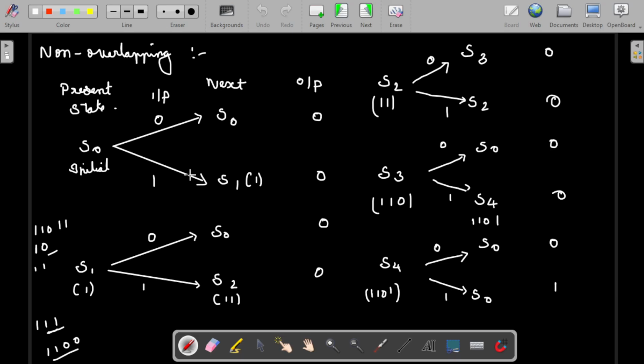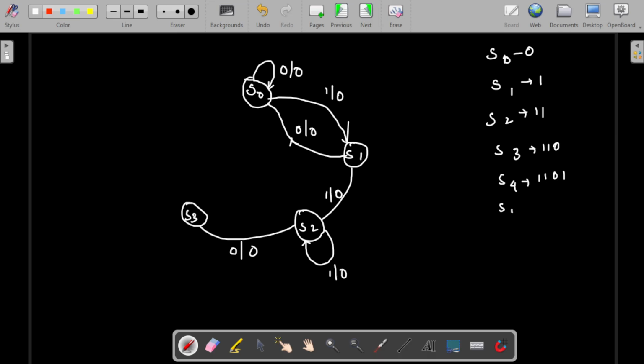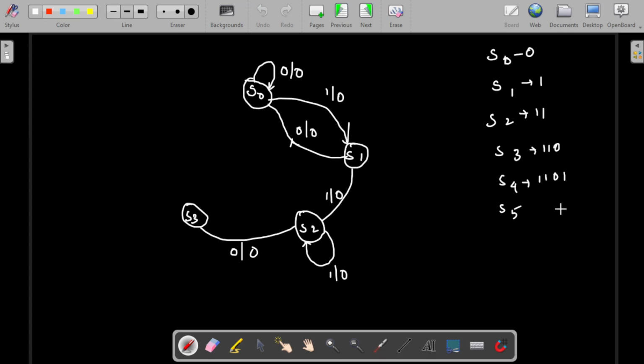What we are doing is analyzing and changing this into this diagram. So S3, when input is 0, output is 0. Here S1 is nothing but 1. S2 will be written as 1 1. S3 will be equal to 1 1 0. S4 is equal to 1 1 0 1. S5 we usually won't represent, so we won't take S5. This is the sequence-detected output. Up to S4 only we will take.